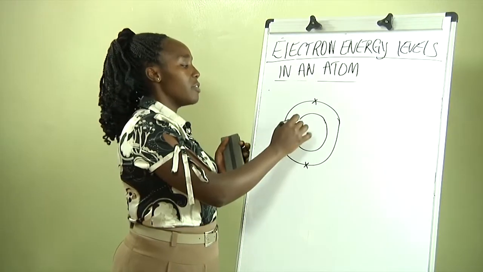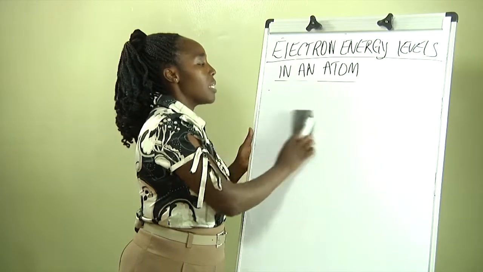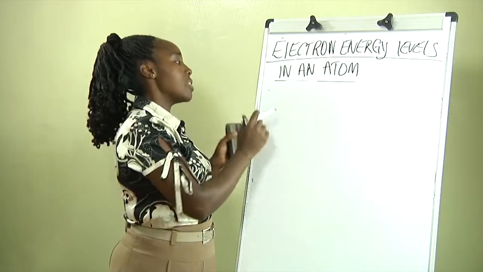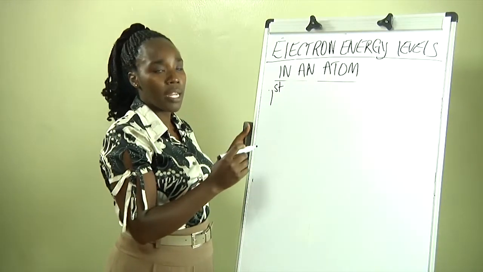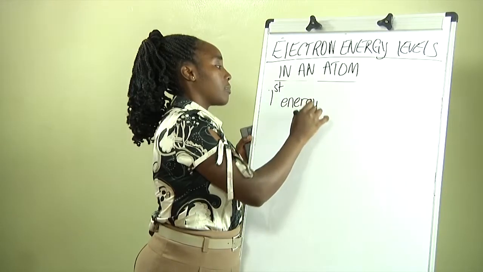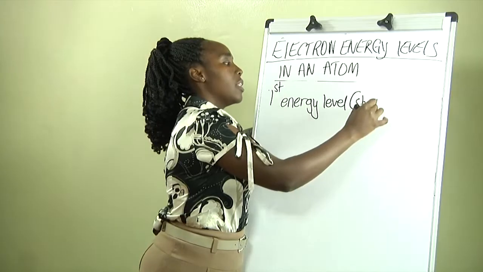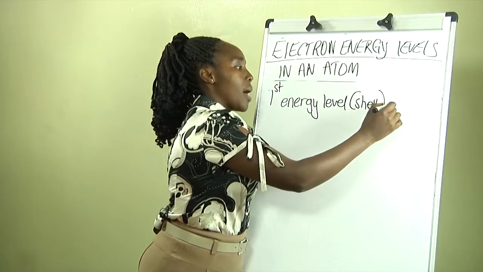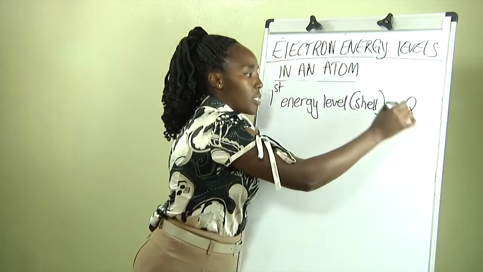And therefore, if this is the nucleus, these are the shells, then let's see how the arrangement of those elements is. The first energy level, the shells, we also call them the energy levels. So the first energy level, or what we are calling the shell, is always occupied by a total number of 2 electrons.